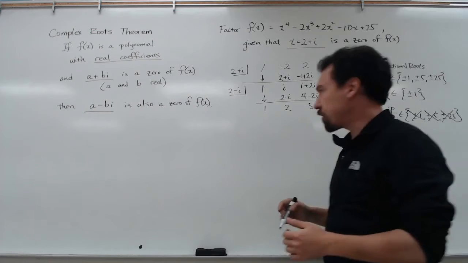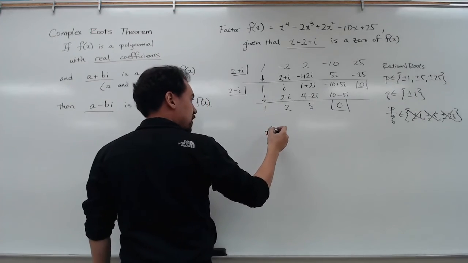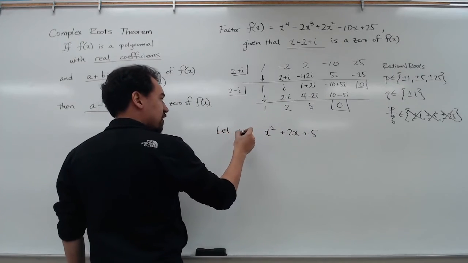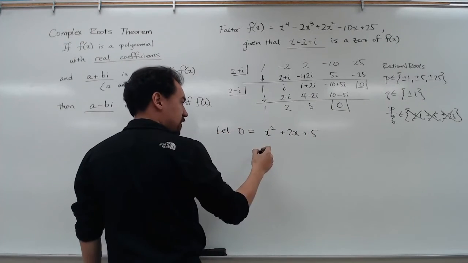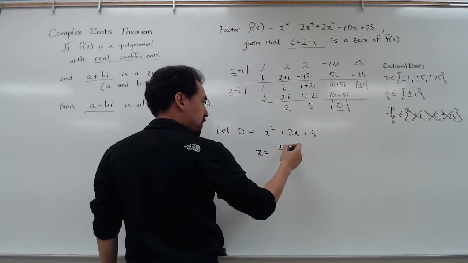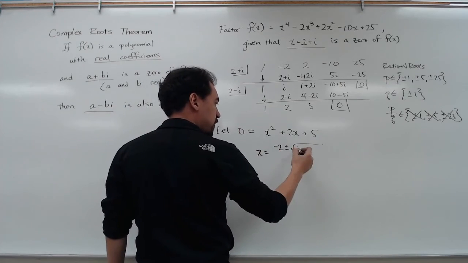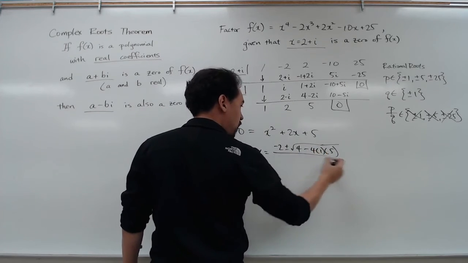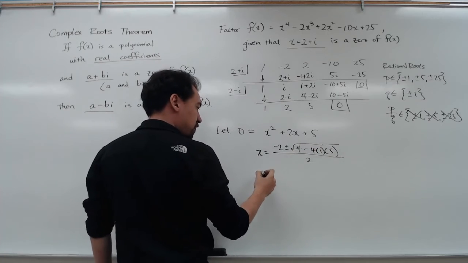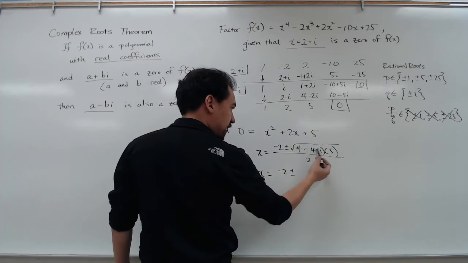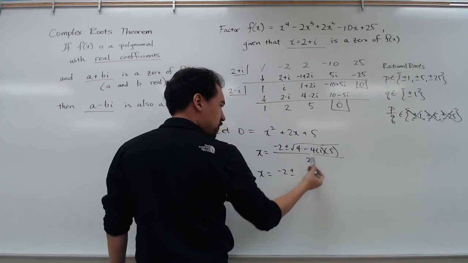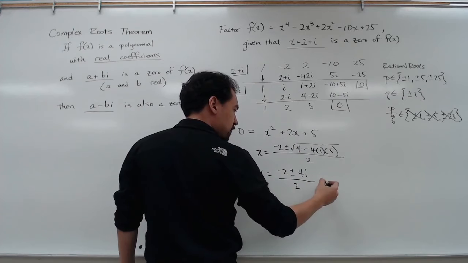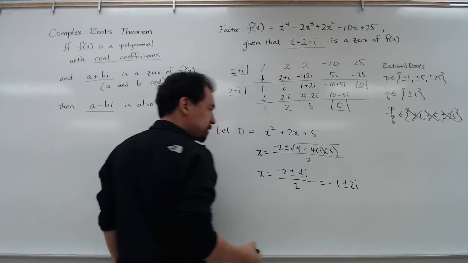And once you get to a quadratic, you can use the quadratic formula to get the last two zeros. So I can say x is equal to negative b plus or minus the square root of b squared minus 4 times 1 times 5 all over 2 times 1. So this is going to be negative 2 plus or minus, that's 20 right there. So 4 minus 20 is negative 16. Square rooting that gives me 4i. So this is going to be negative 1 plus or minus 2i.